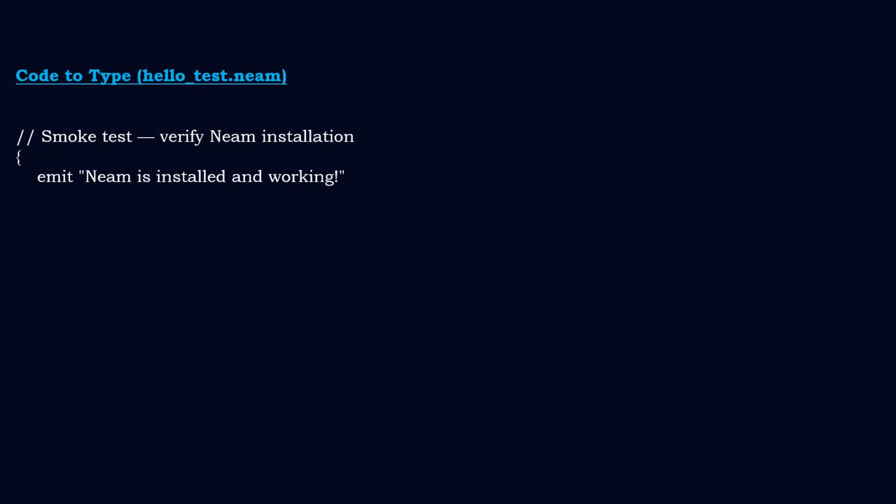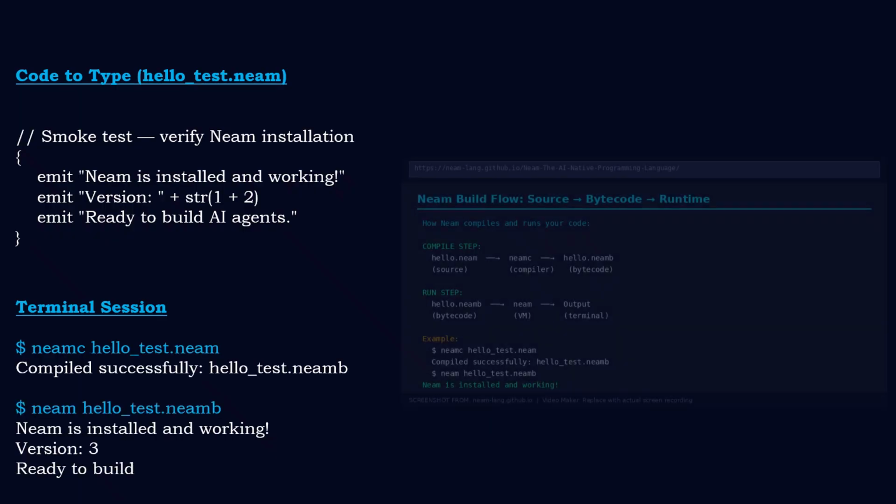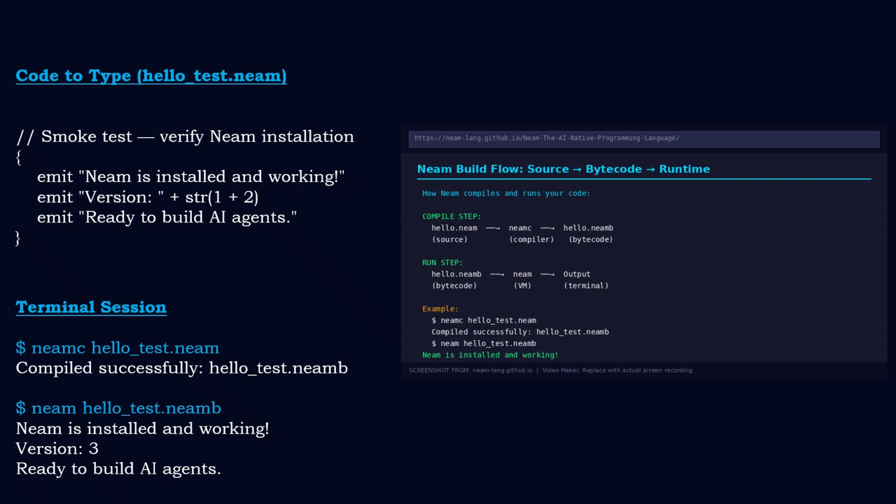Time for the moment of truth. Create a file called hello_test.neam. Type a simple main block with 3 emit statements. Save it, then compile with neamc. You should see compiled successfully. Run the bytecode with neam and you should see your 3 messages. If you see this output, congratulations. Neam is installed, compiled, and running on your machine.